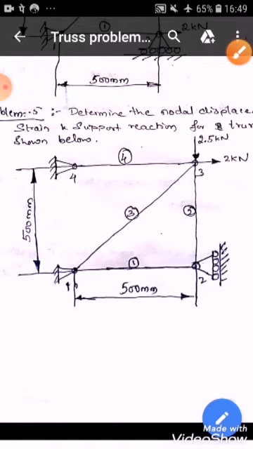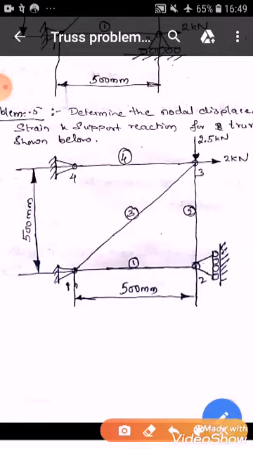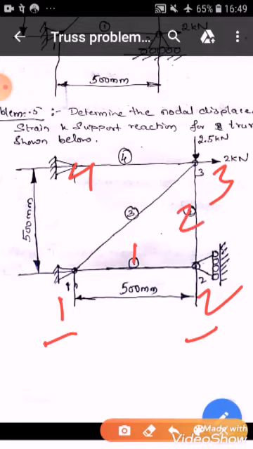If we discretize this problem, my node 1 is on the bottom side, node 2 here, node 3 on top right, and node 4. Element number 1 is between 1 and 2. Element number 2 is between 2 and 3. Element number 3 is connected between 3 and 1. And element number 4 is between 3 and 4.